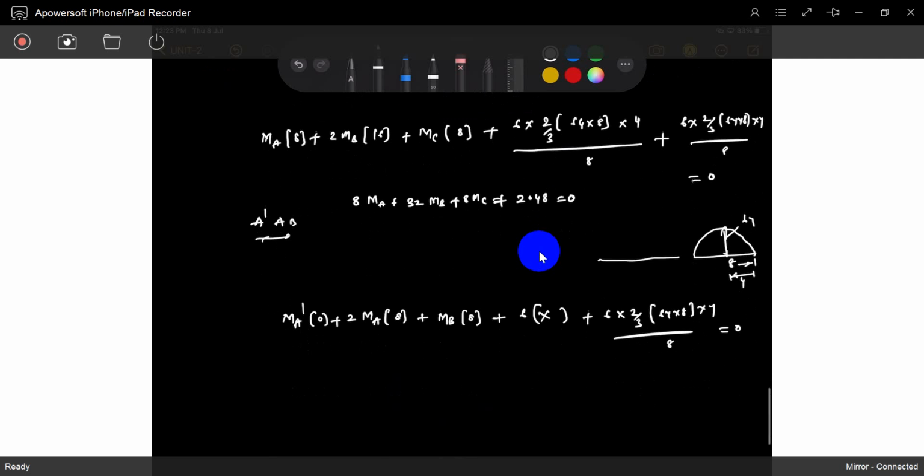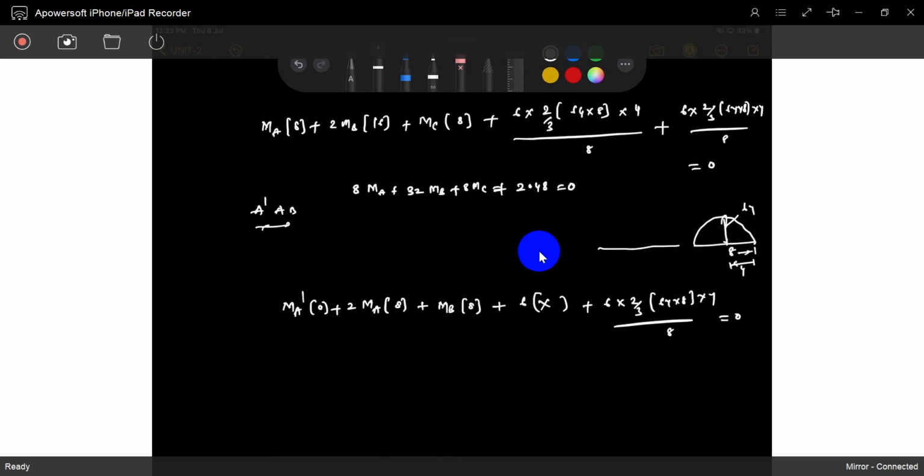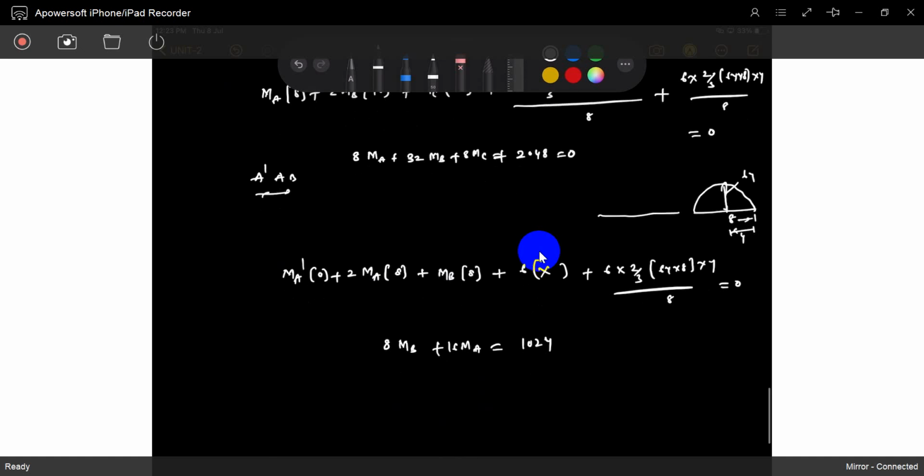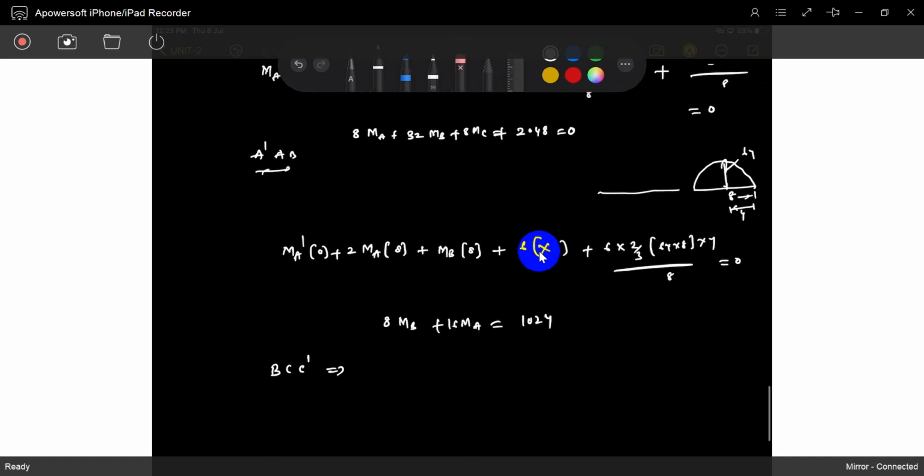What is that equation? The second equation is 8MB plus 16MA is equal to 1224. If you apply the same for BCC dash, what will you get?